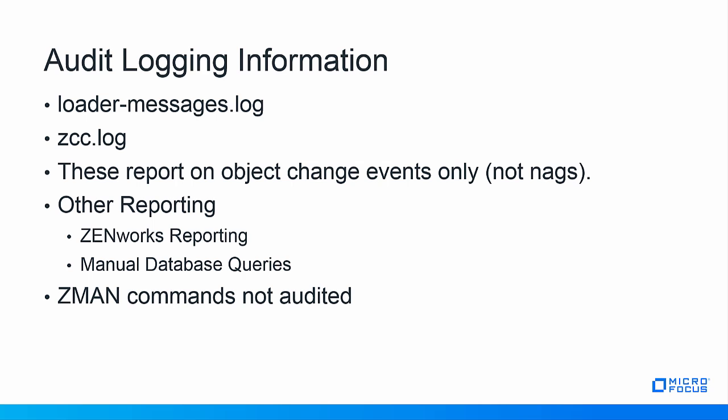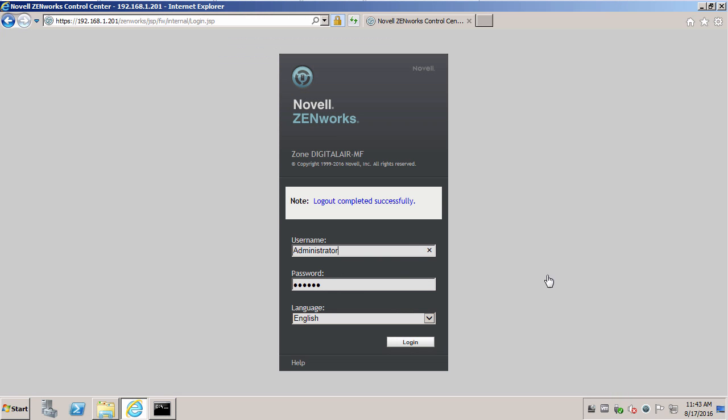This auditing system is to see who changed what in ZCC. This is not nags or prompts for expiration notices, like certificates and licensing. For instance, auditing will report on ZCC changes to the certificate object that are reminted, restored, or generate a CSR, but auditing will not report on the certificate nag when the expiration date has 90 days left. Auditing doesn't pick this up. You can use the ZENworks reporting service for those types of reports or run queries against the database directly. Remember, modification to objects via zman commands are not audited. Let's have a walkthrough.